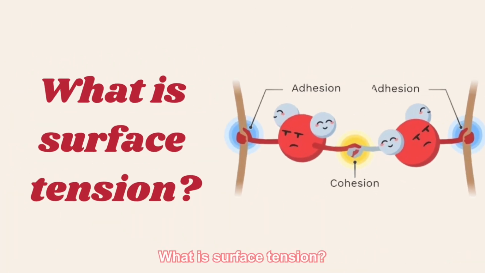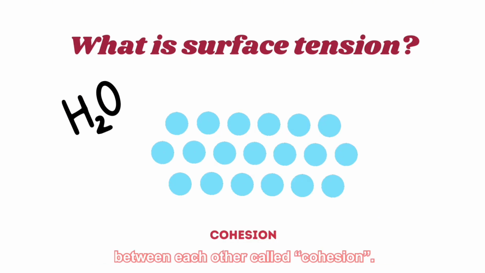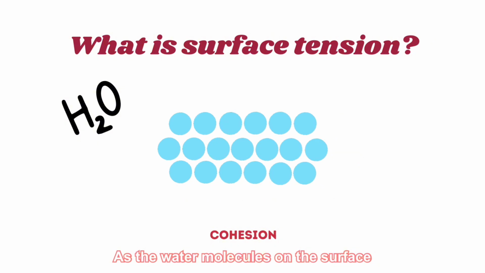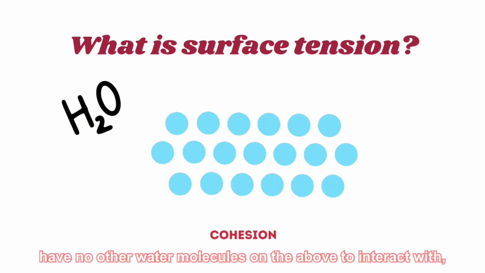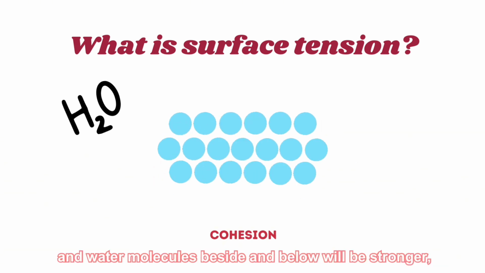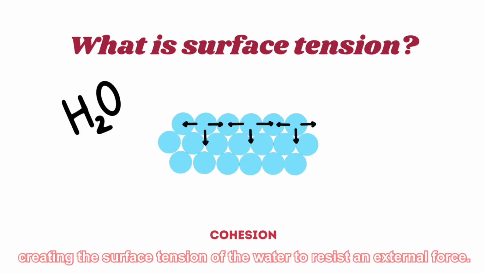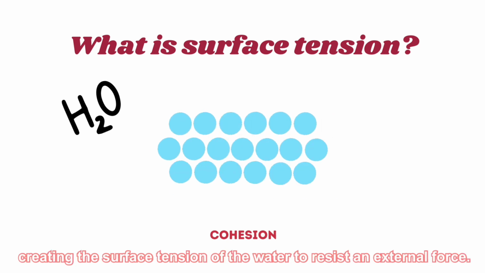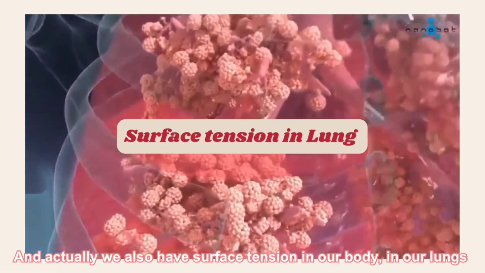What is surface tension? Water molecules form an intermolecular force between each other called cohesion. As the water molecules on the surface have no other water molecules above to interact with, the cohesion force between those molecules and the water molecules beside and below will be stronger, creating the surface tension of the water to resist an external force. And actually, we also have a surface tension in our body, in our lung.